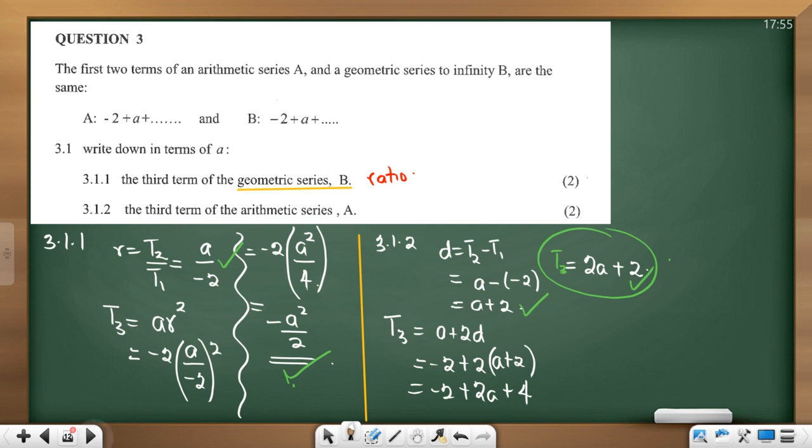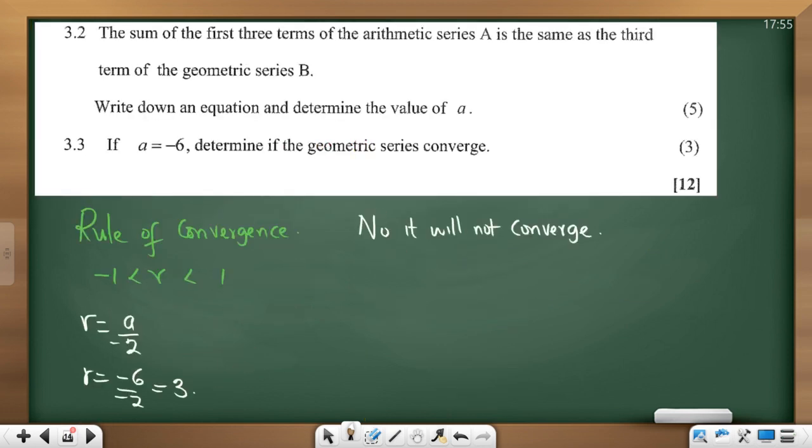Okay, so it will not converge. And what's the reason? R is greater than 1. All right, so just put there for convergence, that must be satisfied, but R is greater than 1 because R is 3. So it will not converge. 12 marks, done. That's your number patterns, guys. And I've mentioned a few things.